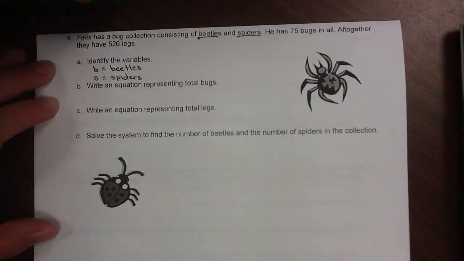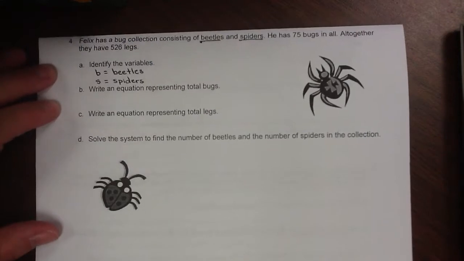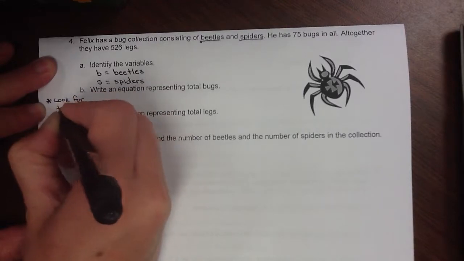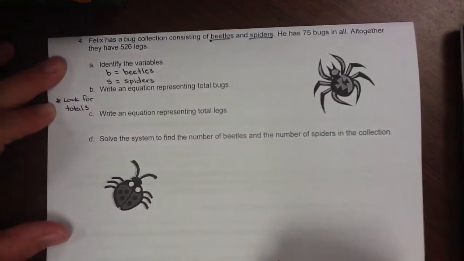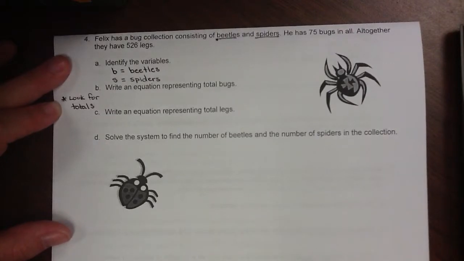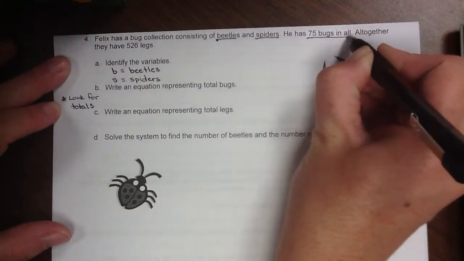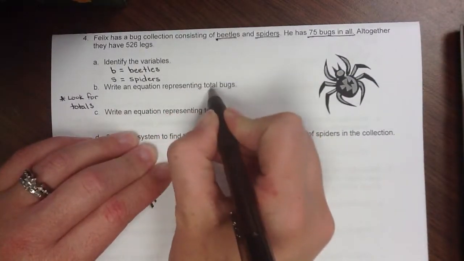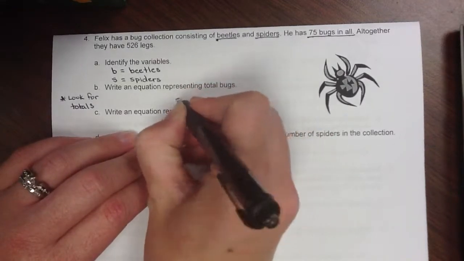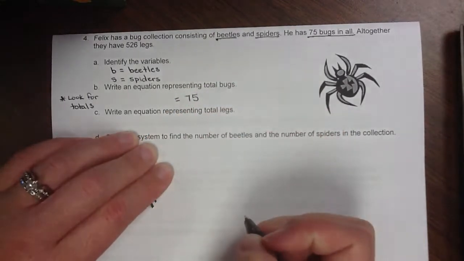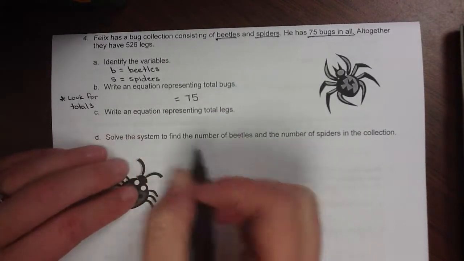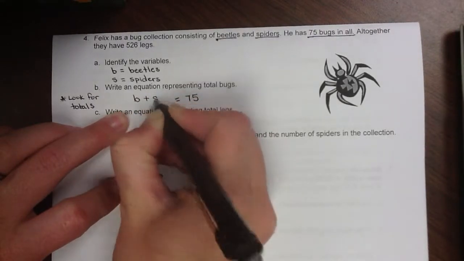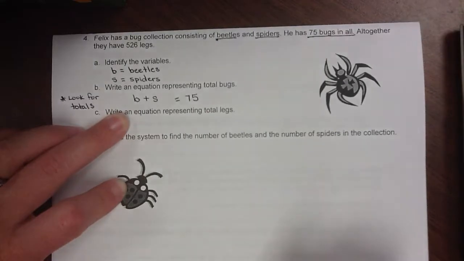Now we need to write equations. Well, remember we said to write equations, we want to look for totals. So one total in our problem is here. He has 75 bugs in all. So that means I would have one equation representing the total number of bugs. Well, we know that the total number of bugs is 75. Well, what two kinds of bugs do we have? Beetles and spiders. So if I add them up, beetles plus spiders should equal 75.